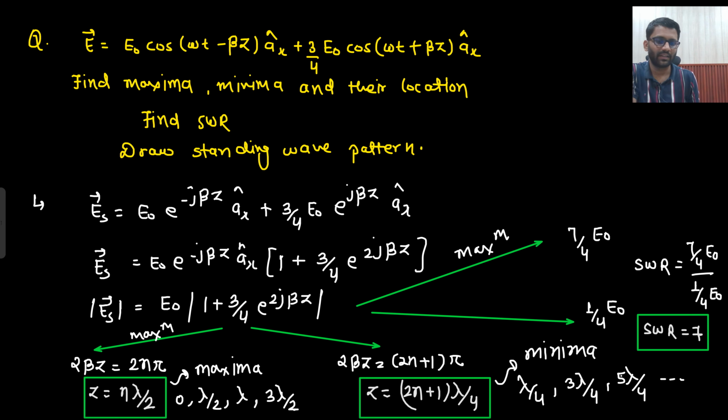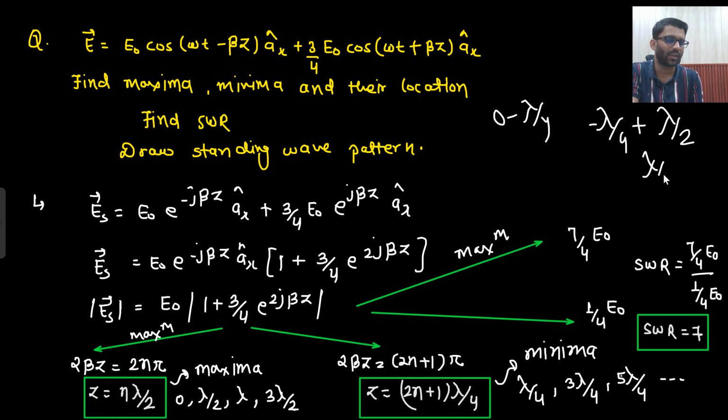Same goes here as well, right? I will do the calculation. Just it was 3 by 4 this time. So if it is 3 by 4, then again I calculate the locations. Here if I do 0 minus lambda by 4, again it will not be acceptable. If minus lambda by 4 is not acceptable, what am I going to do? Plus lambda by 2. What am I going to get? Lambda by 4. So this is my first location of minima.